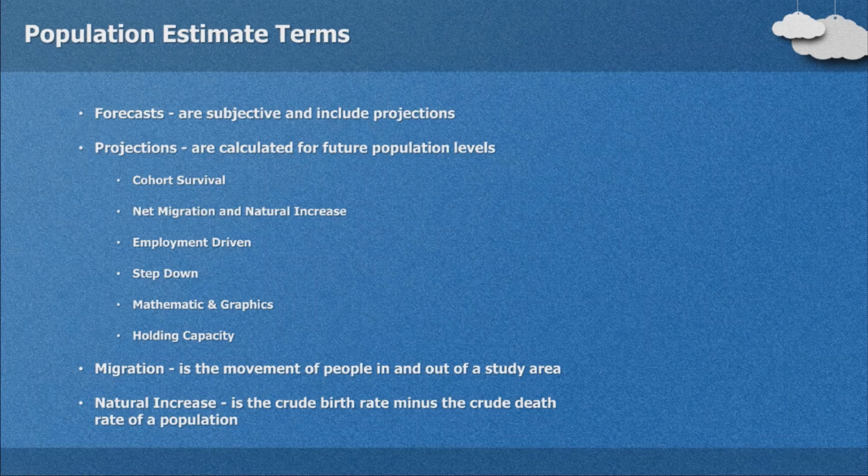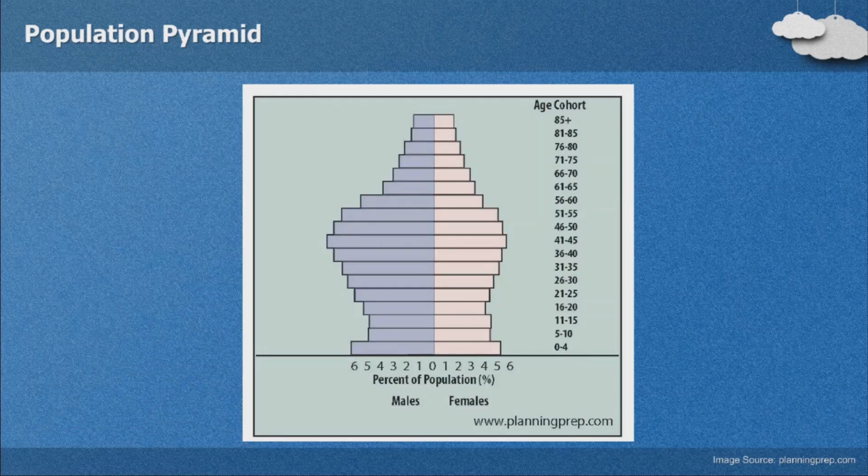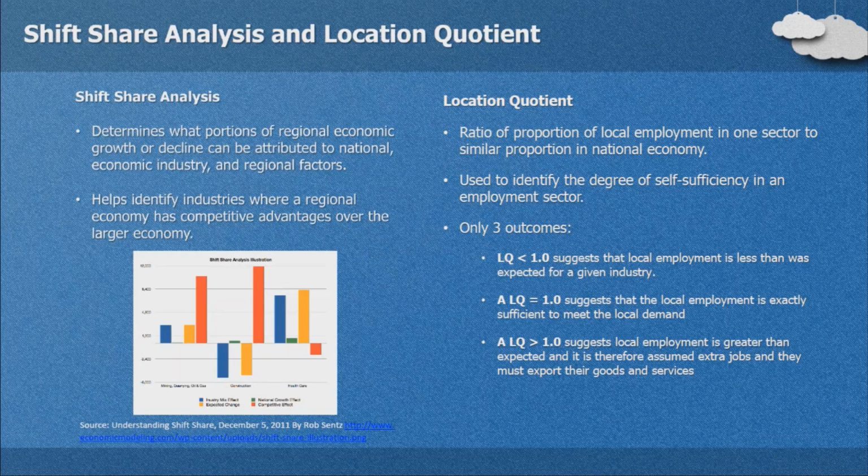Migration is people moving in and out of a study area. I mentioned natural increase a few times. That's real simple. It's the crude birth rate minus the death rate. So it's a way to calculate population. This is a population pyramid. You might see something a little more dramatic that might ask you to figure out what a city needs to be planning for in the next 20 years. So you'll age these cohorts 20 years and maybe come to the conclusion you need more senior housing.